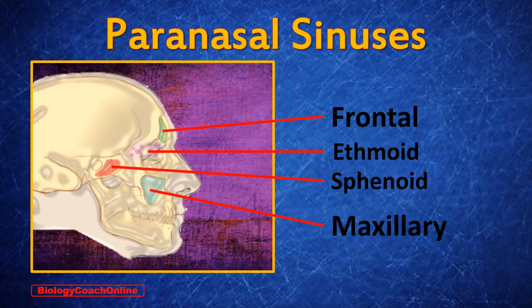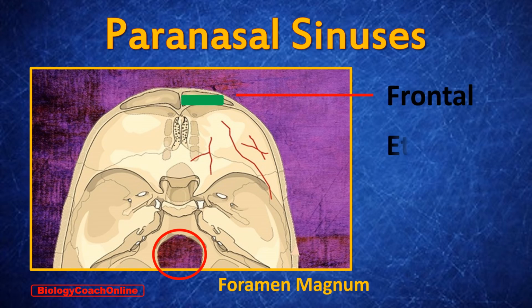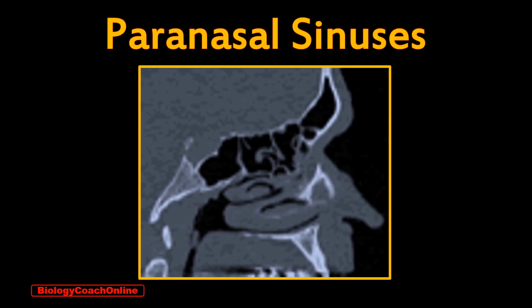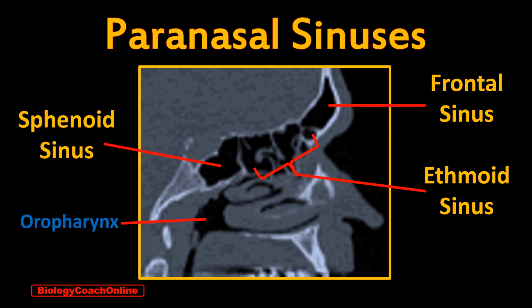Here we're looking down into the cranium. Can you identify this structure? I hope that you said foramen magnum. So again we see the relative positions in the skull of the frontal sinus here, the ethmoid labyrinth, and the single sphenoid sinus. In this CT scan, you can see the frontal sinus, the ethmoid labyrinth, and the sphenoid sinus. And by the way, here is the area of the oropharynx.